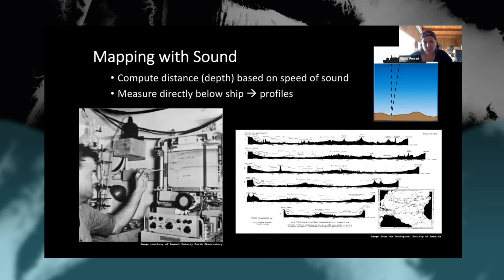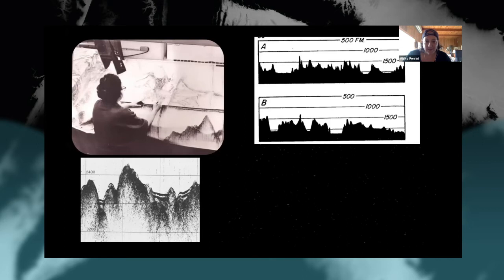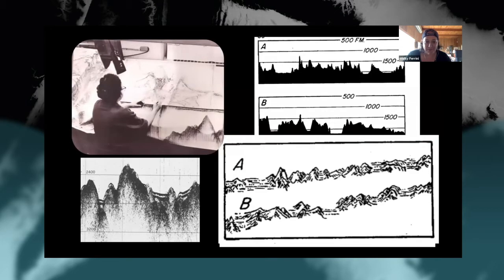So the way that this works, of course, is that we're using the speed of sound to compute distance. In the early days, these were profiles, like we just heard, the kinds of data that Marie Tharp worked with. As we move toward multi-beam data, there's a lot more complexities, and I'll talk to you a little bit about that in a moment. Here's just a few more examples, or some of the same ones, of Marie Tharp's work.